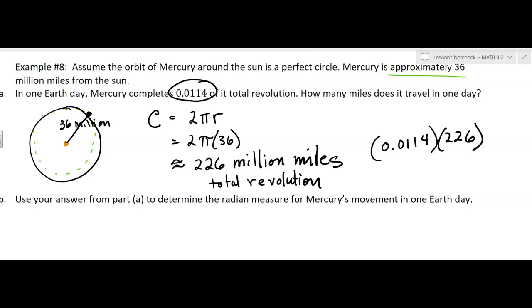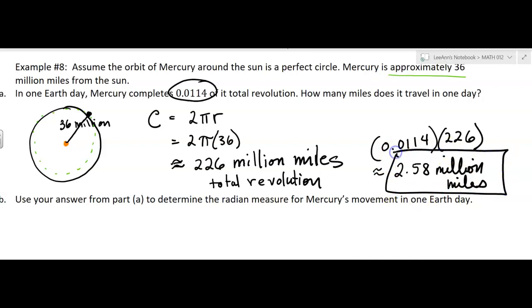All right, and I'm getting, I don't know how many decimal places they go, they went 2 decimal places, 2.58. I'm going to say standard if they don't tell you is 2 decimal places. So approximately 2.58 million miles. All right, that's a little ways around the Sun.